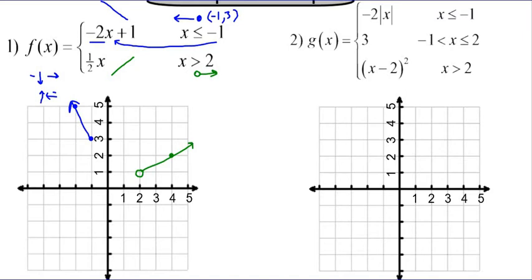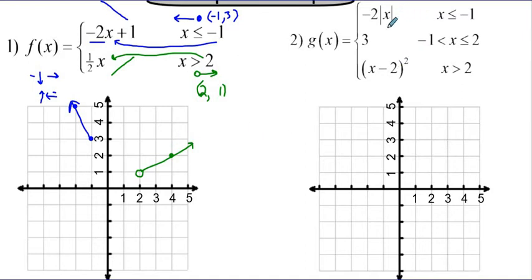And to do this one, you take 2 and put it into this function. So if I plug 2 into it, I would have 1/2 of 2, which would be 1. So I would take the point (2, 1) and graph an open circle, and then I would use the slope up 1 over 2 to graph it. So you can go directly to this graph, or you can sketch it first.